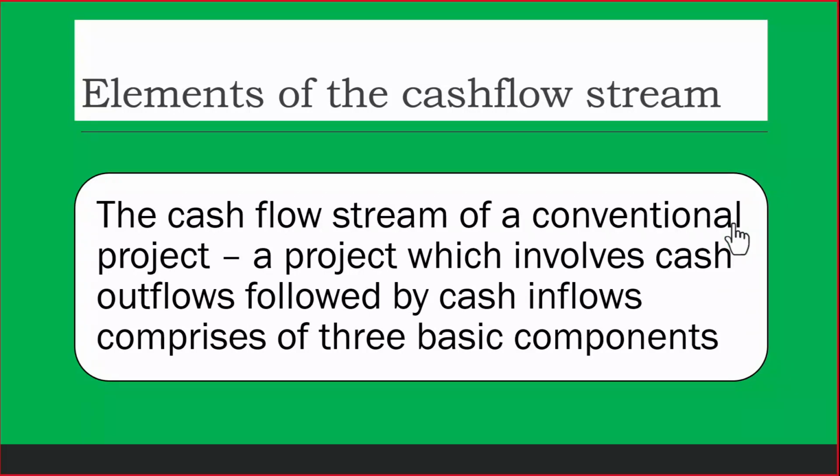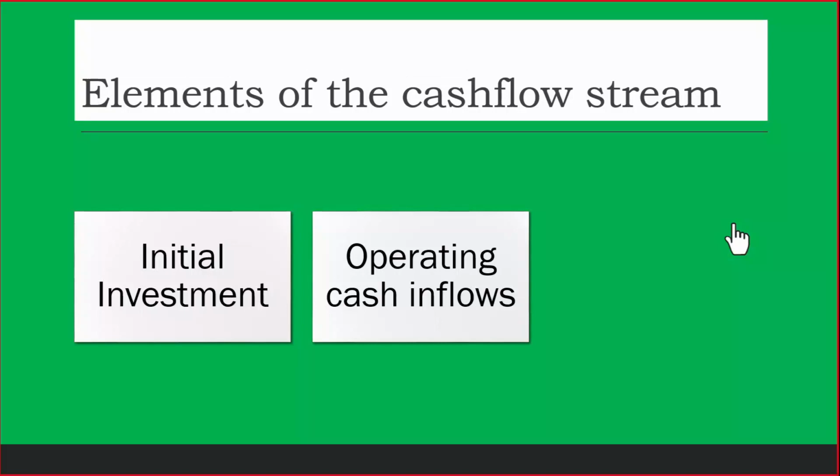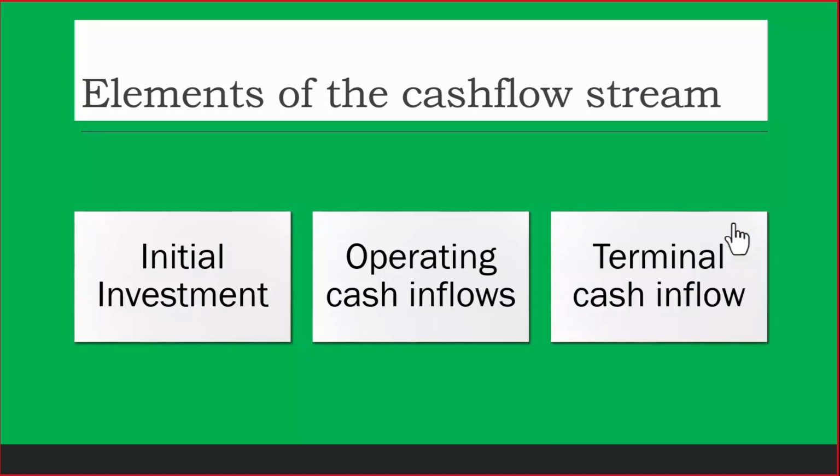The cash flow stream of a conventional project, a project which involves cash outflows followed by cash inflows, comprises three basic components. Initial investment: how much money you're going to put in a project. What will be your operating inflows? Once you have spent the money, the time has come to generate revenue for the company, so you'll have cash inflows. And finally, the terminal cash inflow, because each project will have a certain life. For example, suppose you bought a new machine.